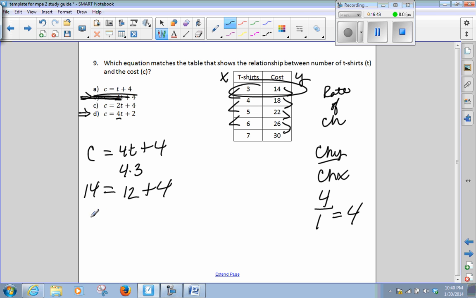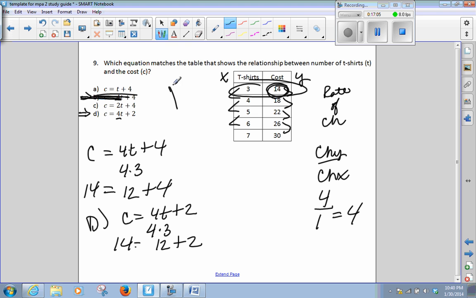So let's try option D. Cost equals 4t plus 2. So instead of 4 times t, it's going to be 4 times 3, which is 12. 12 plus 2 is, in fact, that 14 I was looking for. So I know that option D is the correct one.